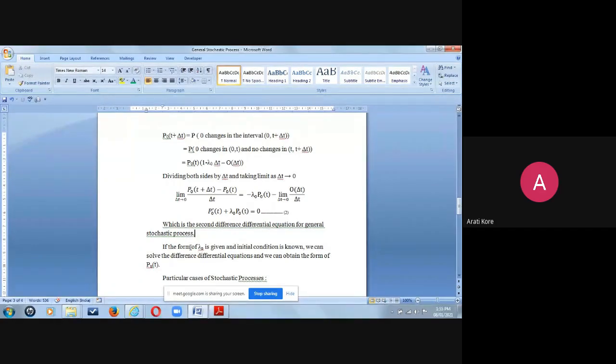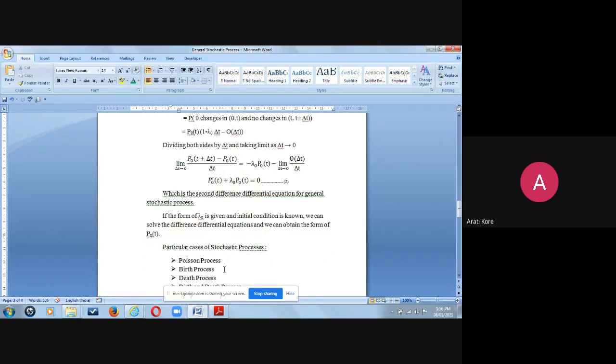here I have made a remark that if the form of lambda n, that means the rate of change, is given and the initial condition is known, we can solve the differential equations and we can obtain the form of Pn(t). Is it okay? If the rate of change is given to you and the initial condition, that is, what the share's initial price is when the stock opened today, is known to you, we can obtain the probability distribution that there will be n changes at a time t. Probability distribution of Xt. Okay, so this is about the general stochastic process.